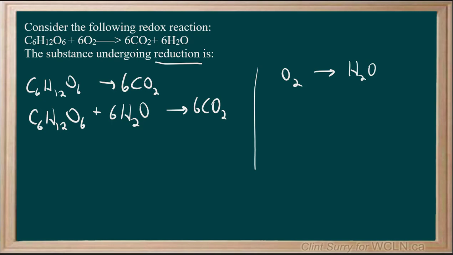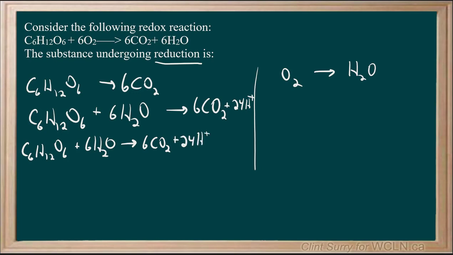My next task is to balance the hydrogens. I've got 12 in this compound, 12 in the water. That's 24 hydrogens. So I need to add 24 hydrogen ions to this side. Last thing is I got to balance charge. I can see on the left-hand side the charge is neutral, so I'm not adding anything there. I have C6H12O6 plus 6H2O going to form 6CO2 plus 24H plus. And that means I have to add 24 electrons to balance that to be neutral on that side.